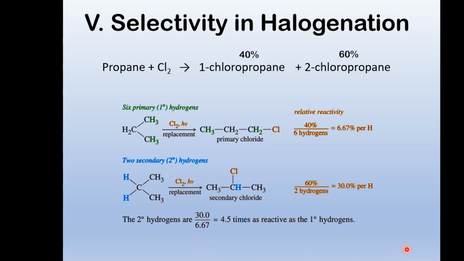You don't have to do any of this math on a quiz or an exam. The point of this is that the secondary hydrogens are 4.5 times as reactive as the primary hydrogens. Here are our primary hydrogens. Here are our secondary hydrogens. That's all that's being said here. The most important thing is we see more of the 2-chloro than the 1-chloro. And the question is, why is that?